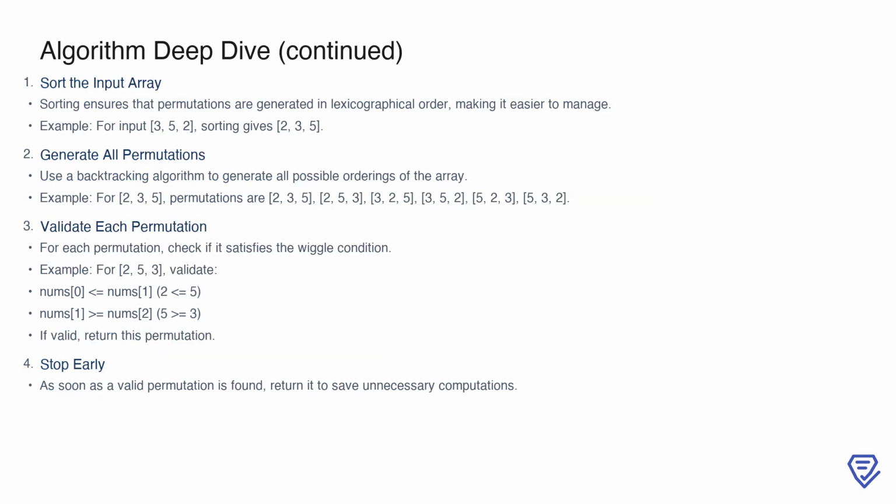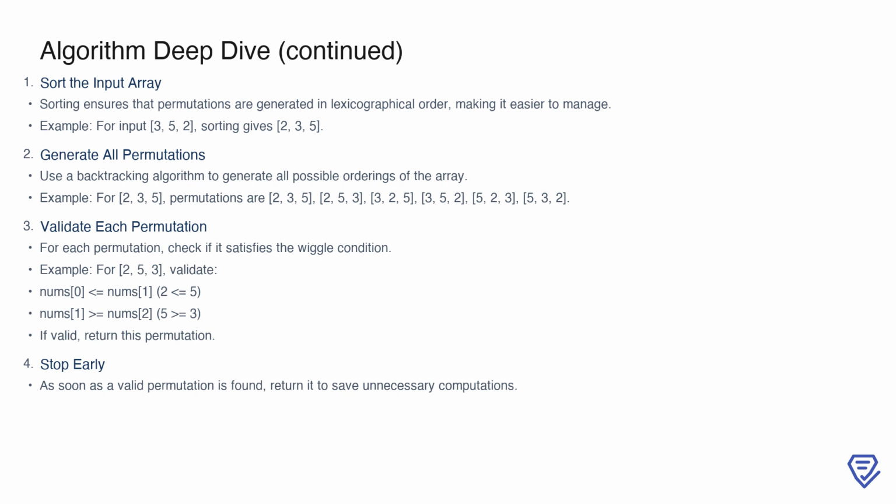First, we sort the input array. Sorting helps in generating permutations systematically, as the elements are now in lexicographical order. For instance, if the input is 3, 5, 2, sorting results in 2, 3, 5. After sorting, we use a backtracking algorithm to generate all permutations of this array. This process systematically explores all possible orderings, such as 2, 3, 5, 2, 5, 3, 3, 2, 5, and so on.